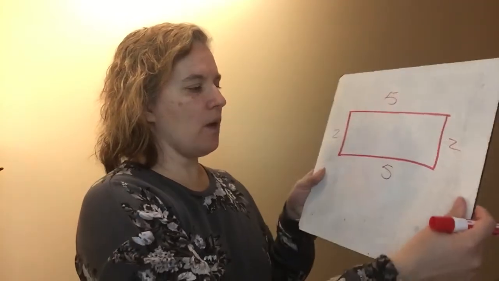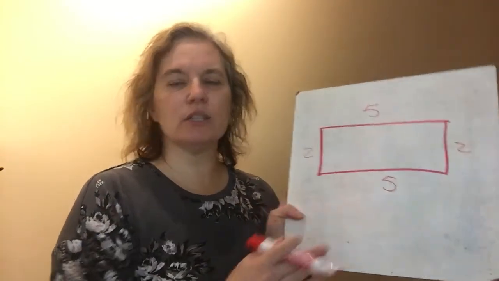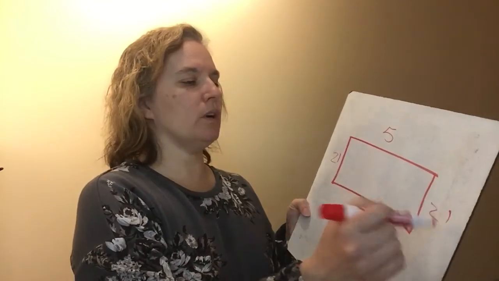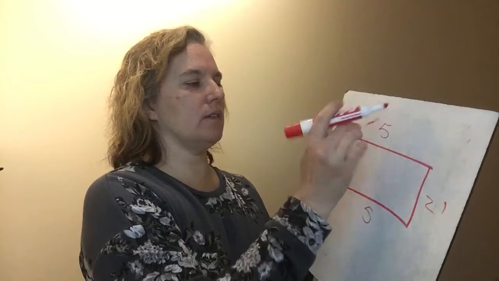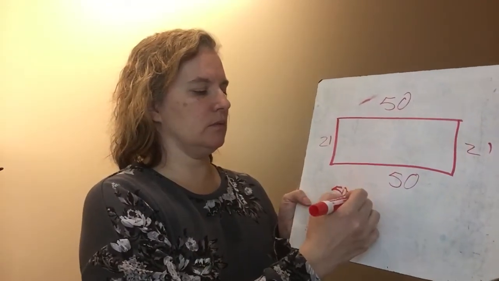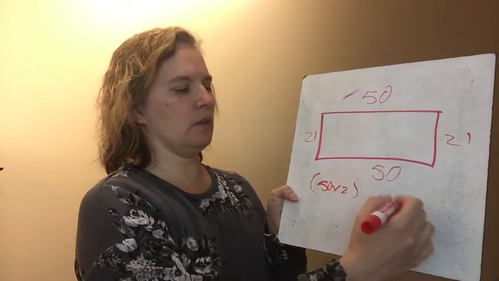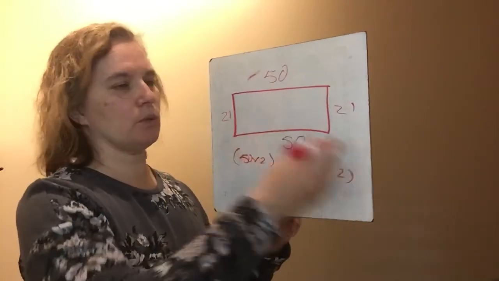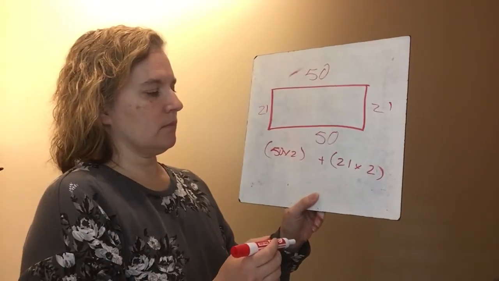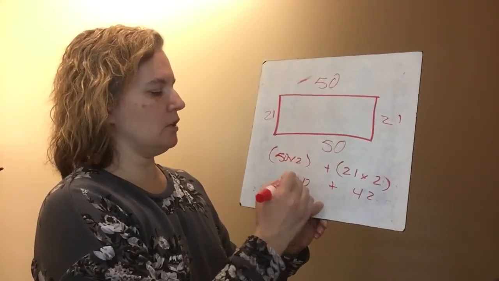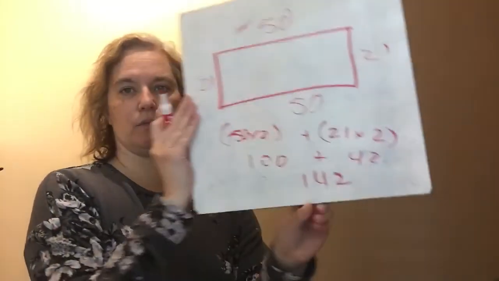Where doing it that way makes it a little easier is when your numbers get a lot bigger. Like if this were 21 and 50. Well, 50 times 2 plus 21 times 2 is easier than adding 50 plus 50 plus 21 plus 21. Because that's just 42, and that's 100, and now I know my answer is 142. Makes it a little faster.